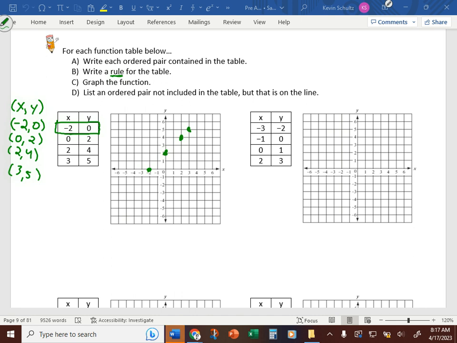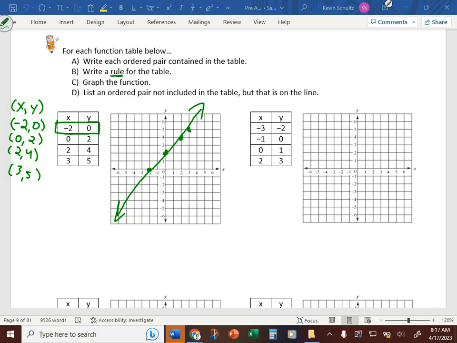Okay? If your points don't make a line, then revisit them. So we've done letter A. We've written each ordered pair contained in the table. We have done letter C. We've graphed the function. We are going to connect these points with a line now. Make sure your line is as straight as it can be.